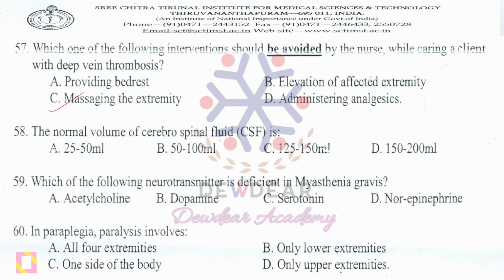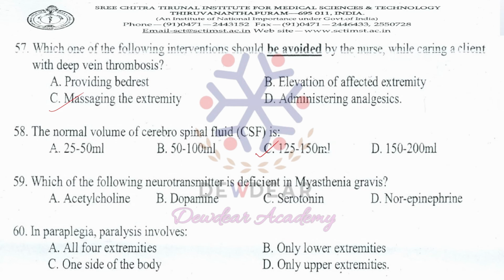Then question number 58. The normal volume of cerebrospinal fluid is. Options are 25 to 50 ml, 50 to 100 ml, 125 to 150 ml, 150 to 200 ml. What is the normal value of cerebrospinal fluid? So the answer is 125 to 150 ml. The normal volume of cerebrospinal fluid, CSF, is 125 to 150 ml.